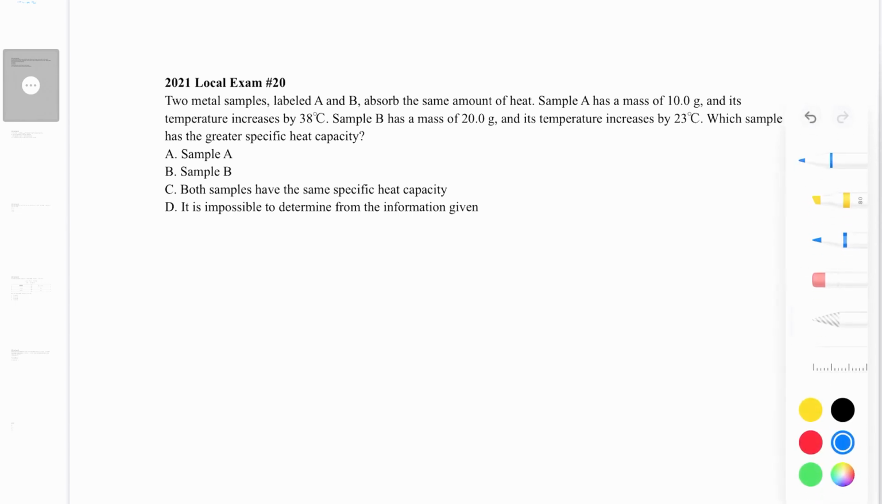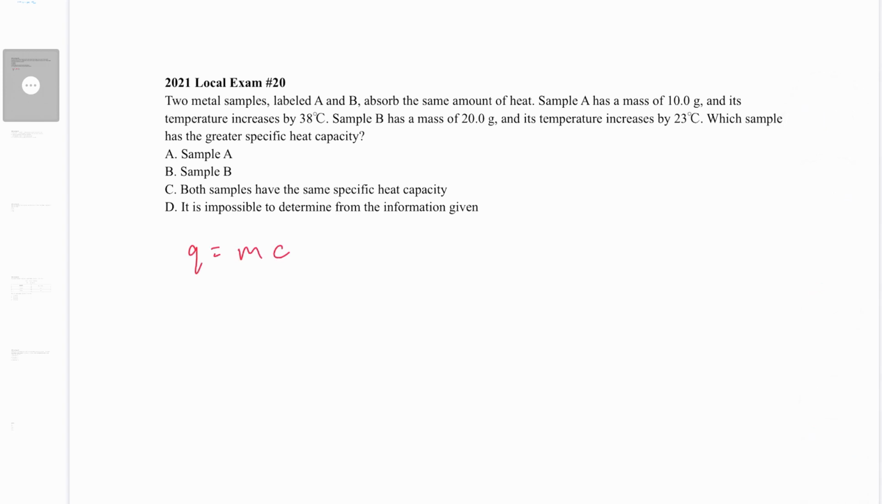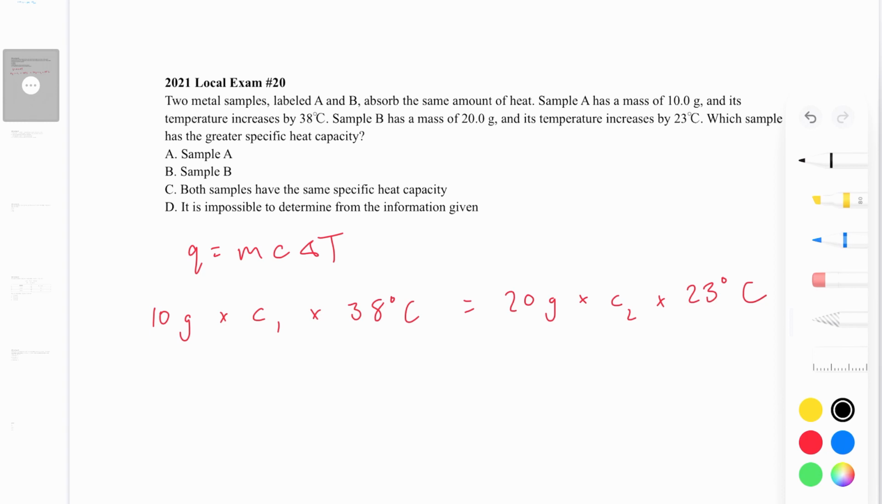All right. Remember, the formula for heat is q = mcΔT, where m is your mass, c is your specific heat capacity, and ΔT is your change in temperature. We know that 10 grams times our specific heat capacity, let's call it C1, times 38 degrees Celsius is going to be equal to 20 grams times C2 times 23 degrees Celsius. Now, these are equal because we're told in the problem that they absorb the same amount of heat.